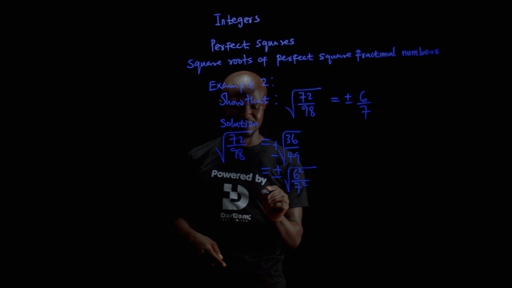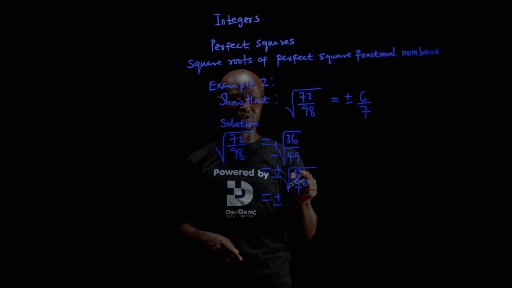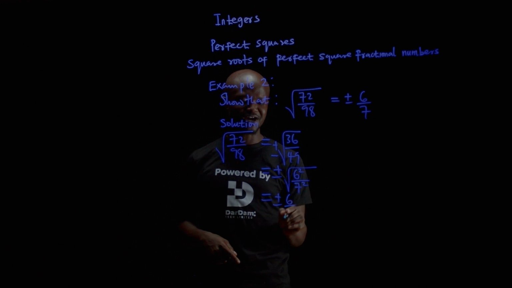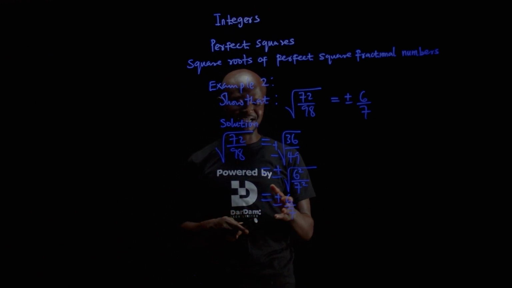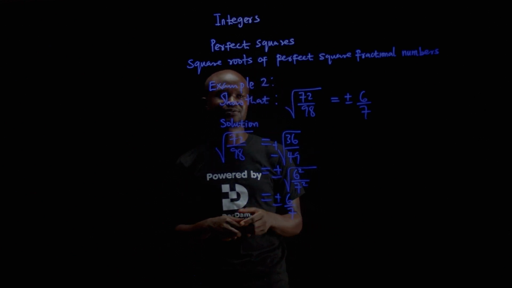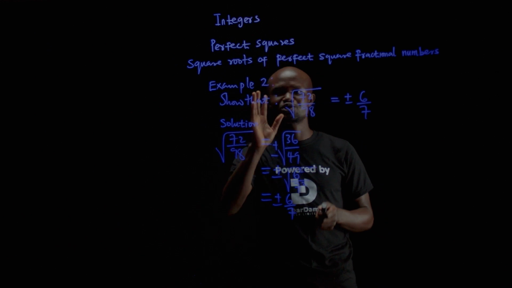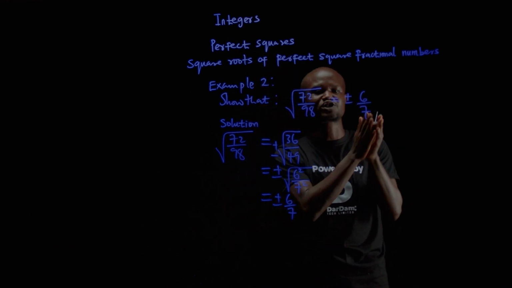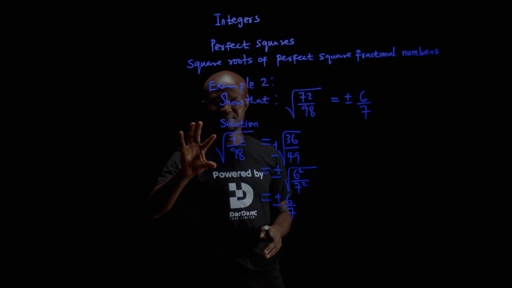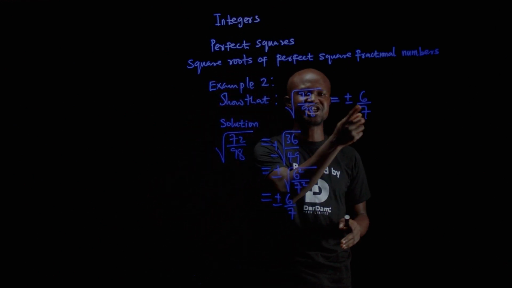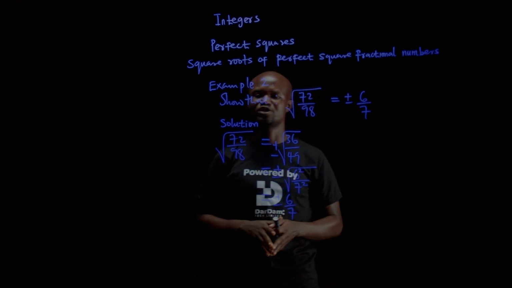That's 6 squared. So this equals plus or minus the square root of 6 squared over 7 squared. When we find the square root of 6 squared, what do we have? 6. When we find the square root of 7 squared, what do we have? 7. Now the answer equals plus or minus 6 over 7. And we're asked to show that what? The square root of 72 divided by 98 equals plus or minus 6 over 7. We solved this problem from the left and we were able to achieve the answer on the right. So that is the solution to the problem. Thank you.